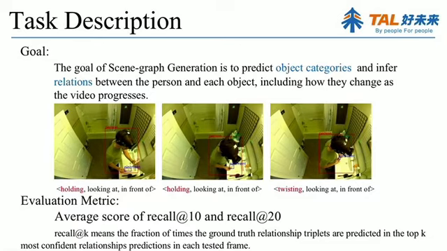As time goes by, the relation between the person and the ointment in the third frame becomes twisting instead of holding. The evaluation metric is the average score of recall 10 and recall 20. Recall K means the fraction of times the ground truth relationship triplets are predicted in the top K most confident relationship predictions in each tested frame.